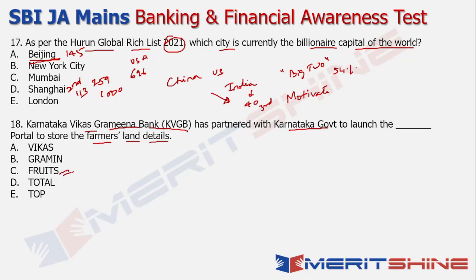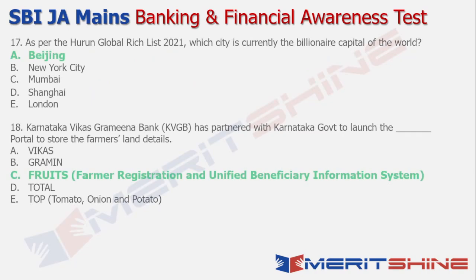The name of the portal is called Fruits, and that's the answer to this question. So the first one is Beijing, and the second one is Fruits, which refers to the Farmer Registration and Unified Beneficiary Information System. That's what it is called. And there are other things also there in this list.